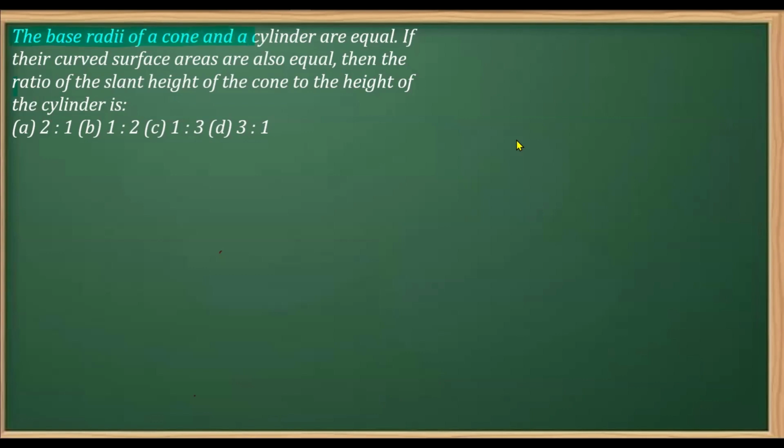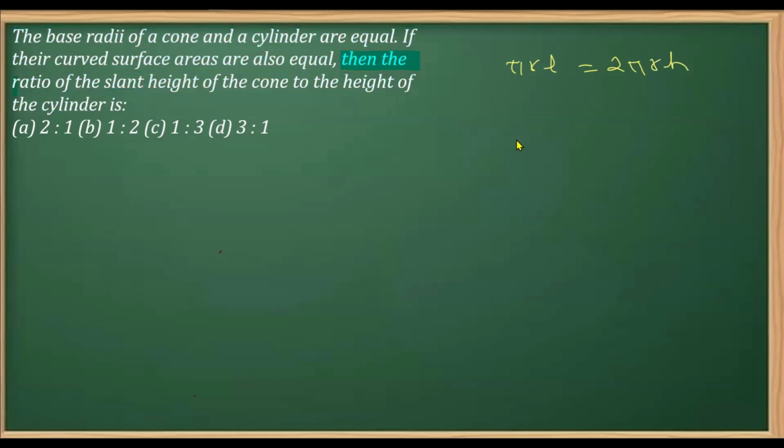In the first question, it says radii of a cone and a cylinder are equal. If their curved surface areas are also equal, then the ratio of slant height of the cone to the slant height of the cylinder is what we have to get. So what we know is, first is the cone, right? Curved surface area of cone is what? That's pi RL, which is equal to the curved surface area of cylinder, and curved surface area of cylinder is 2 pi RH.